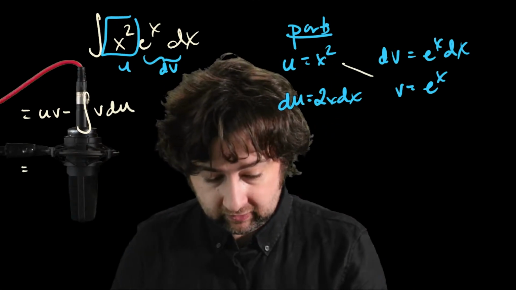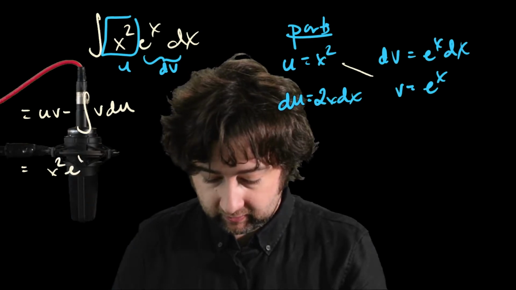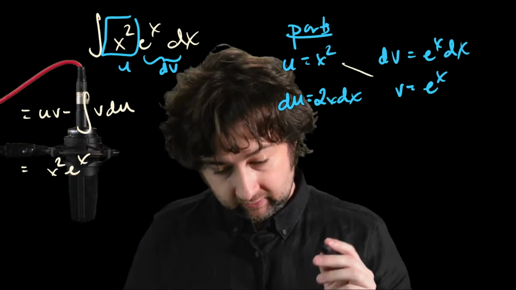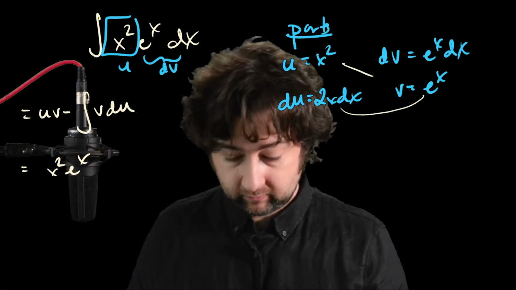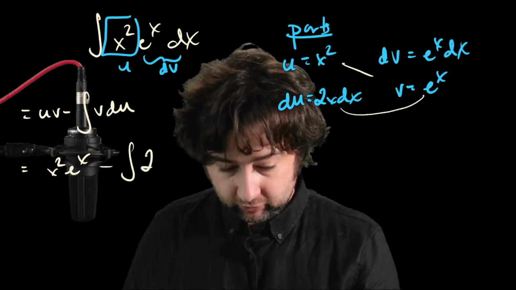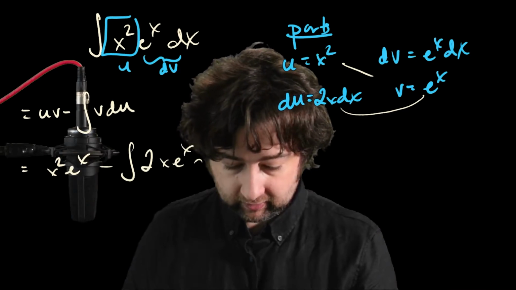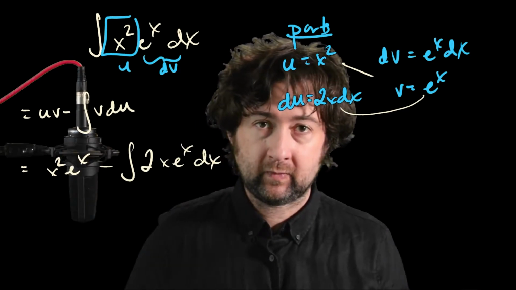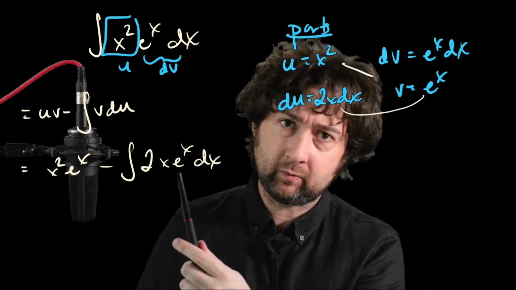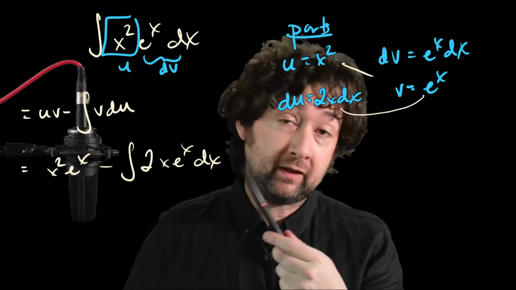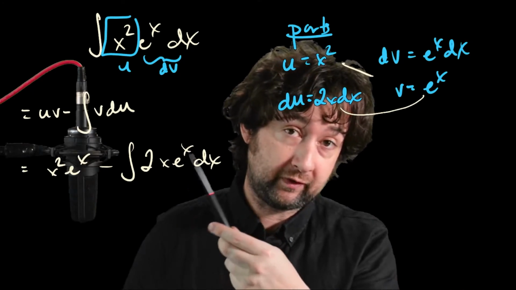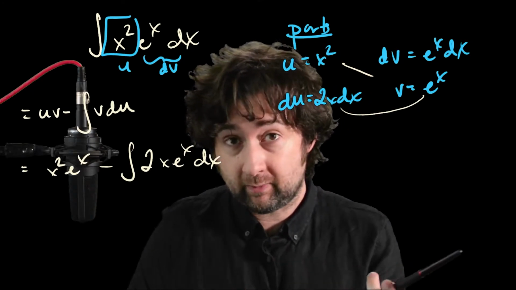Well, u times v is x squared e to the x. And the integral of v du, well, that's these two things multiplied together. So we get the integral of 2x e to the x dx. Now the problem is this integral is still not one that I know how to solve because there's this x inside here. Remember that in the last example, I can do the integral of x e to the x because I can use integration by parts.